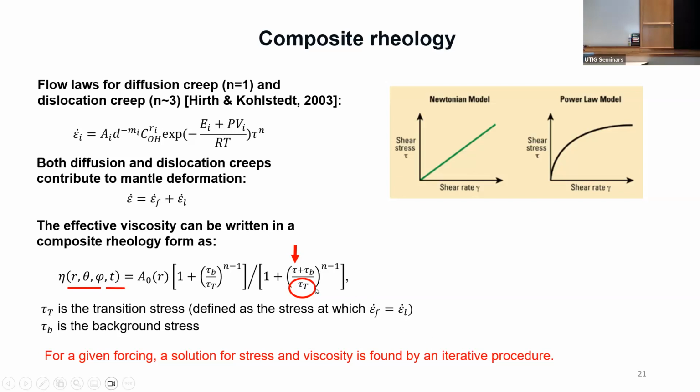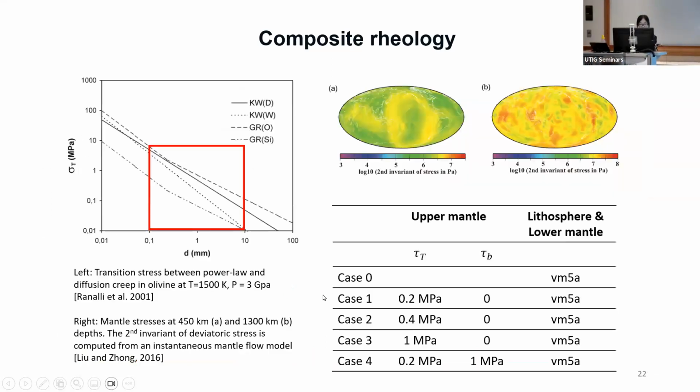Okay, one is the transition stress, and another is the background stress here. The transition stress comes from the laboratory experiment, and we choose 3 different transition stresses. Like in case 1, I choose 0.2 megapascal, and this will give us the strongest non-Newtonian rheology.